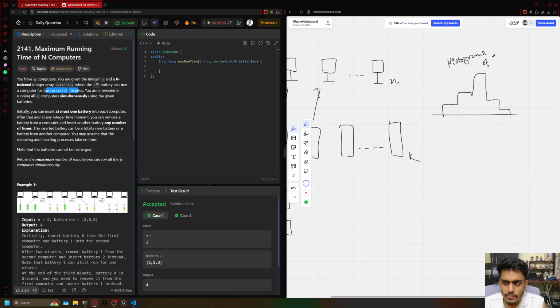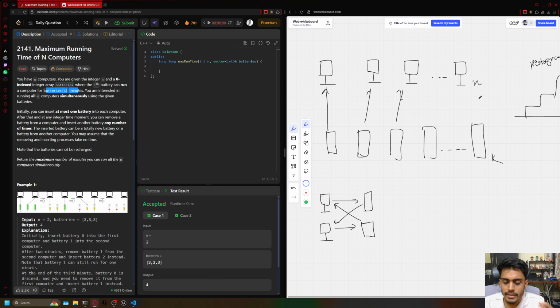Based on whichever batteries are my maximum, I can start with them connected to my first initial computers. And in between those connections I can exchange batteries and put them here, remove this connection, and maybe put them into some other computers. I can do all this kind of stuff. And they are saying that when we are switching like this, the computer is not getting disconnected, which means the computer is not getting switched off. It is still running at the moment when we are switching out batteries.